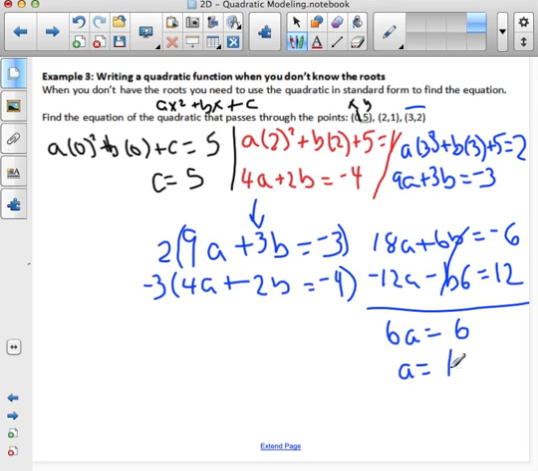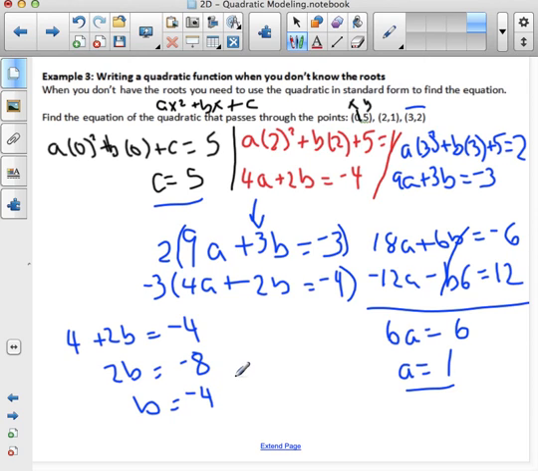Now, you are not done until we have figured out a, b, and c. So we have a is 1, b is unknown yet, and c is 5. So we're going to use one of these equations to find out b. Personally, I'm going to use this one, the red one. So I know that 4 times a, so 4, plus 2 times b, 2b, equals -4. So I'm going to minus the 4 to the other side, which makes 2b equal to -8. And that makes b equal to -4.